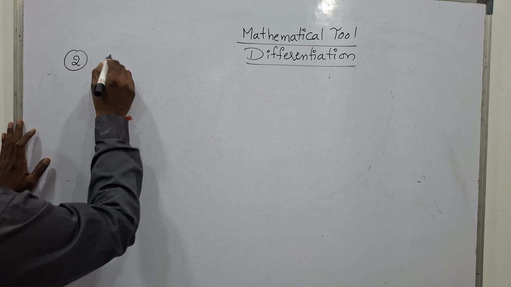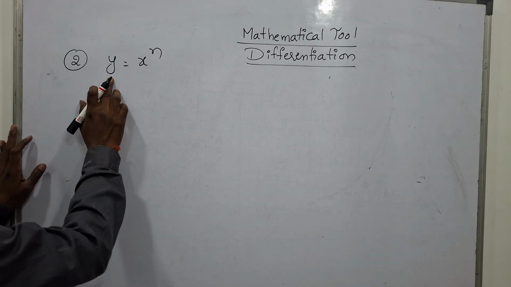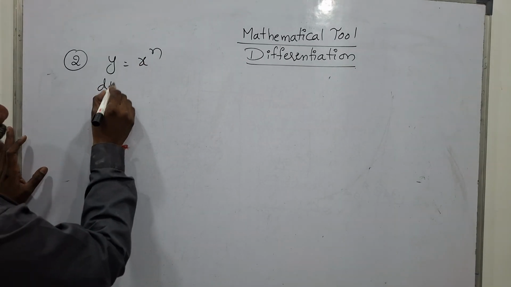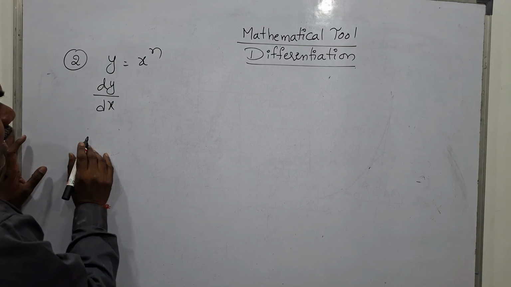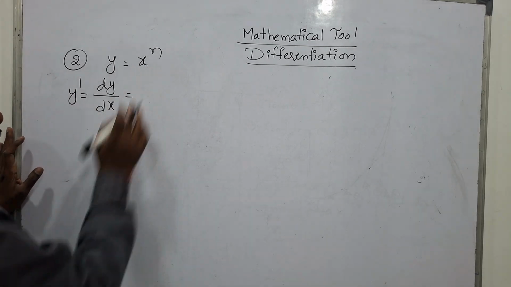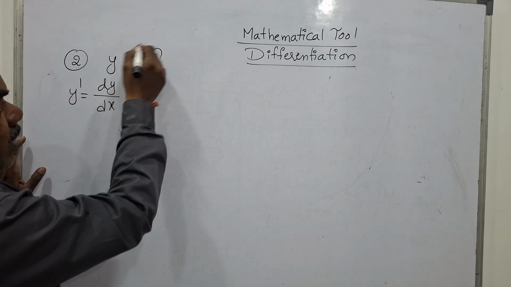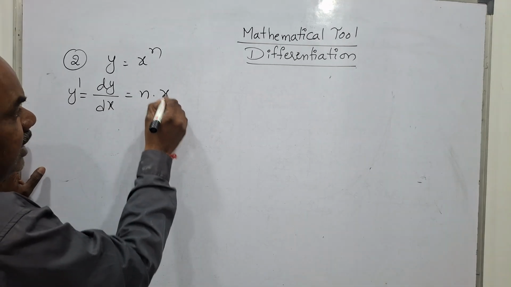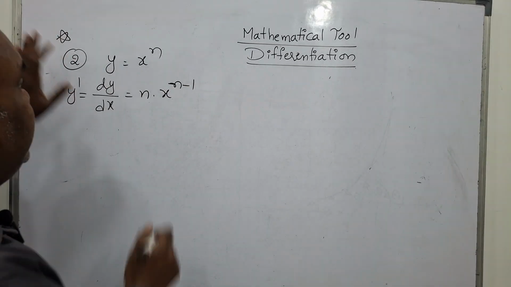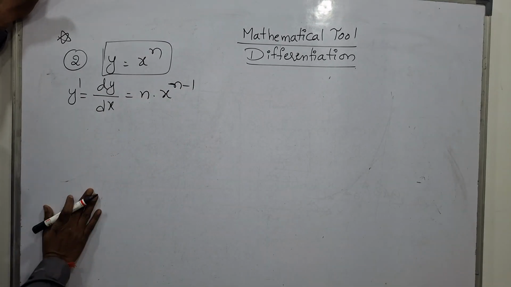Question number 2, beta. Y is equal to x power n. Y is a function, x is a variable, n is a constant. How to find dy by dx? dy by dx you can also write as y dash. Now this is the function. What is the slope of this function? Simply you bring this constant forward: n into x power n minus 1. Very important formula, beta. Y is equal to x power n, y dash. What is dy by dx? n into x power n minus 1.